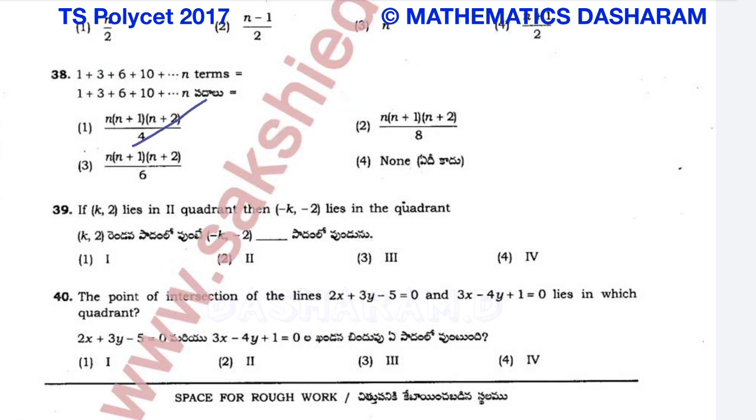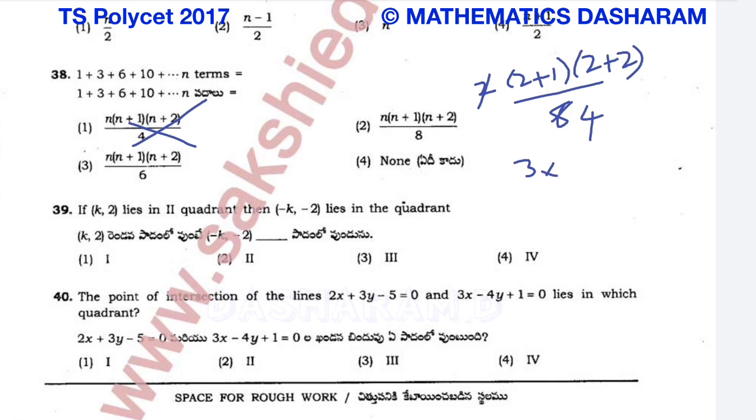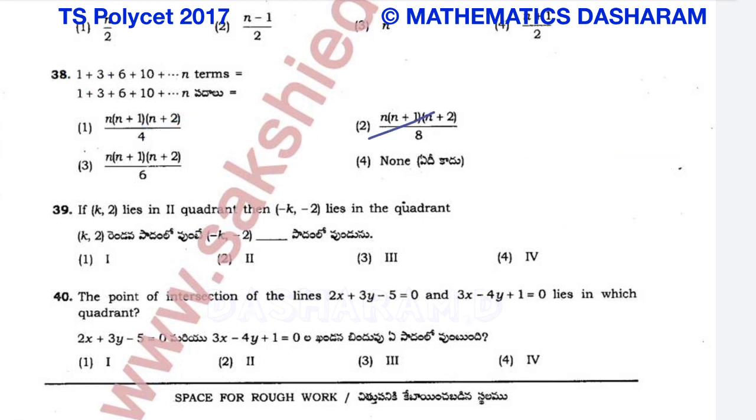So this is wrong. Next, the second one. Here also the first two terms make 4, right? So n equals 2. So 2 into 2 plus 1 into 2 plus 2 divided by 8. 2 ones are 2, 2 fours are 8. Next, 2 plus 1 is 3, 2 plus 2 is 4 by 4. Here 4 and 4 cancel, leaving 3. But the first two terms' addition is 4, but here we got 3. So the second option is also wrong. Next, the third option. In the third option, same, substitute n equal to 2.